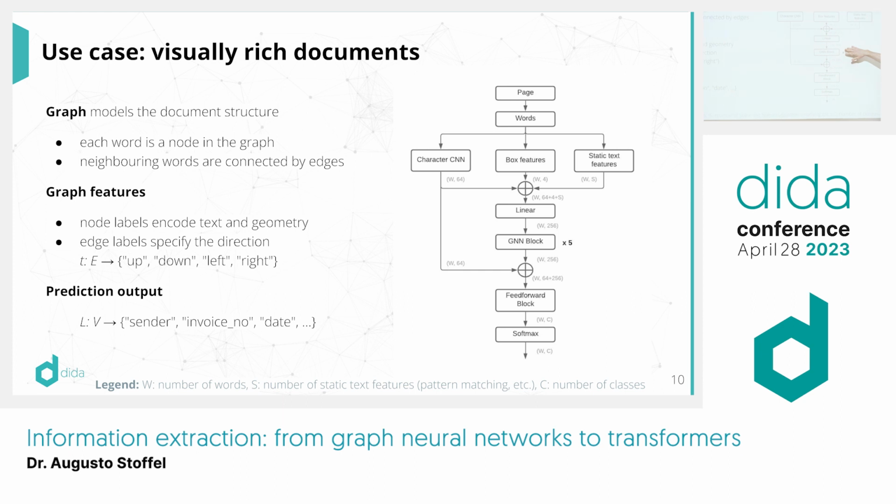Then we feed this graph through a GNN block. I'm going to talk about this in a minute. We have some blocks, maybe 5 of them. And then at the end, we stick a very normal linear classification layer. We can then expect to classify each word as one of these categories. In the case of the invoice, it would be sender, invoice number, date, or even say, this word is not so interesting, you can ignore it. So this is how our system looks.